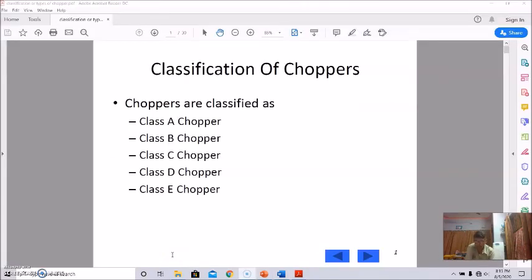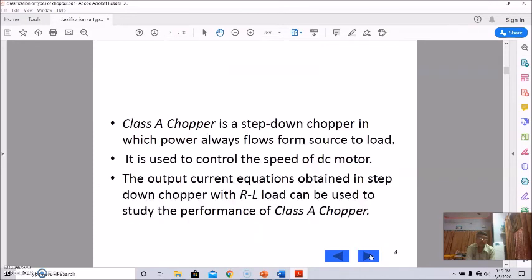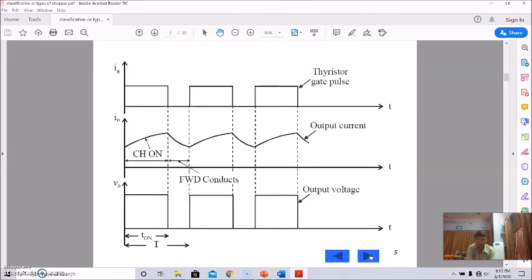Then we have discussed the performance parameters of choppers, then the classification of choppers, that is class A, class B, class C, class D and class E choppers, as these classifications are based on their quadrant operations. So class A choppers are for first quadrant operation, class B for second quadrant operation, and how they are operated, their circuit diagrams, their operational procedure, and their waveforms.